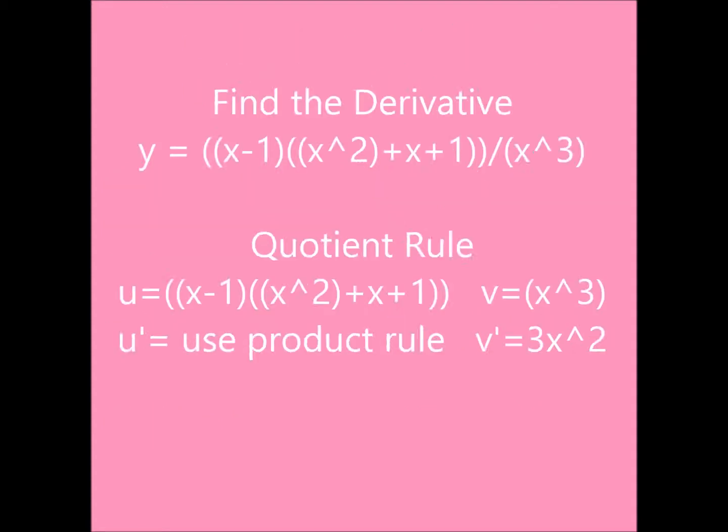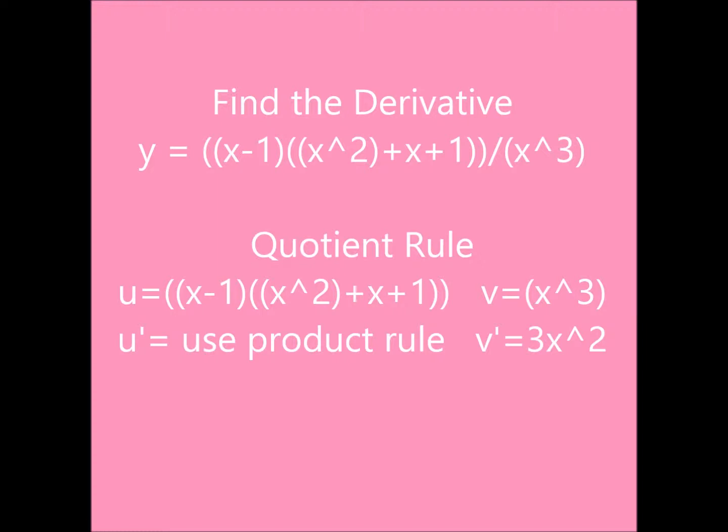To find the derivative of y equals the quantity x minus 1 times the quantity x squared plus x plus 1 divided by x cubed, you know you have to use the quotient rule because you are dividing. You get u to equal x minus 1 times x squared plus x plus 1 and v to equal x cubed. You have to use the product rule to find u prime, but we can find out that v prime equals 3x squared.